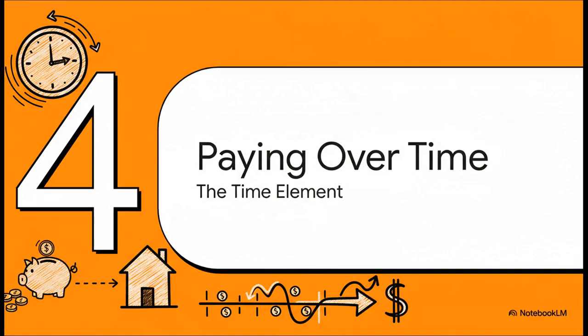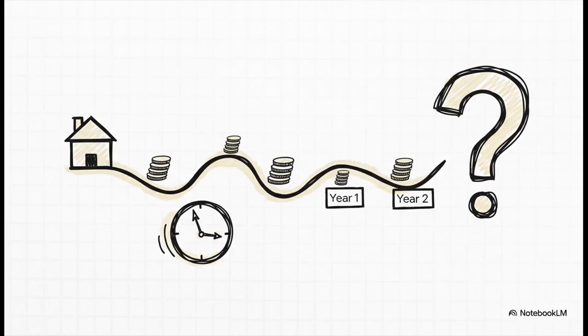But wait, what if you don't pay for it all up front? What if you pay over time? Well, that adds a whole new tricky layer to our calculation, the element of time itself. So let's ask a new question. What if you agree to pay for your property, but your payments are spread out over, say, 2 years? Does that change the cost of the asset you record in your books? You bet it does. Absolutely.